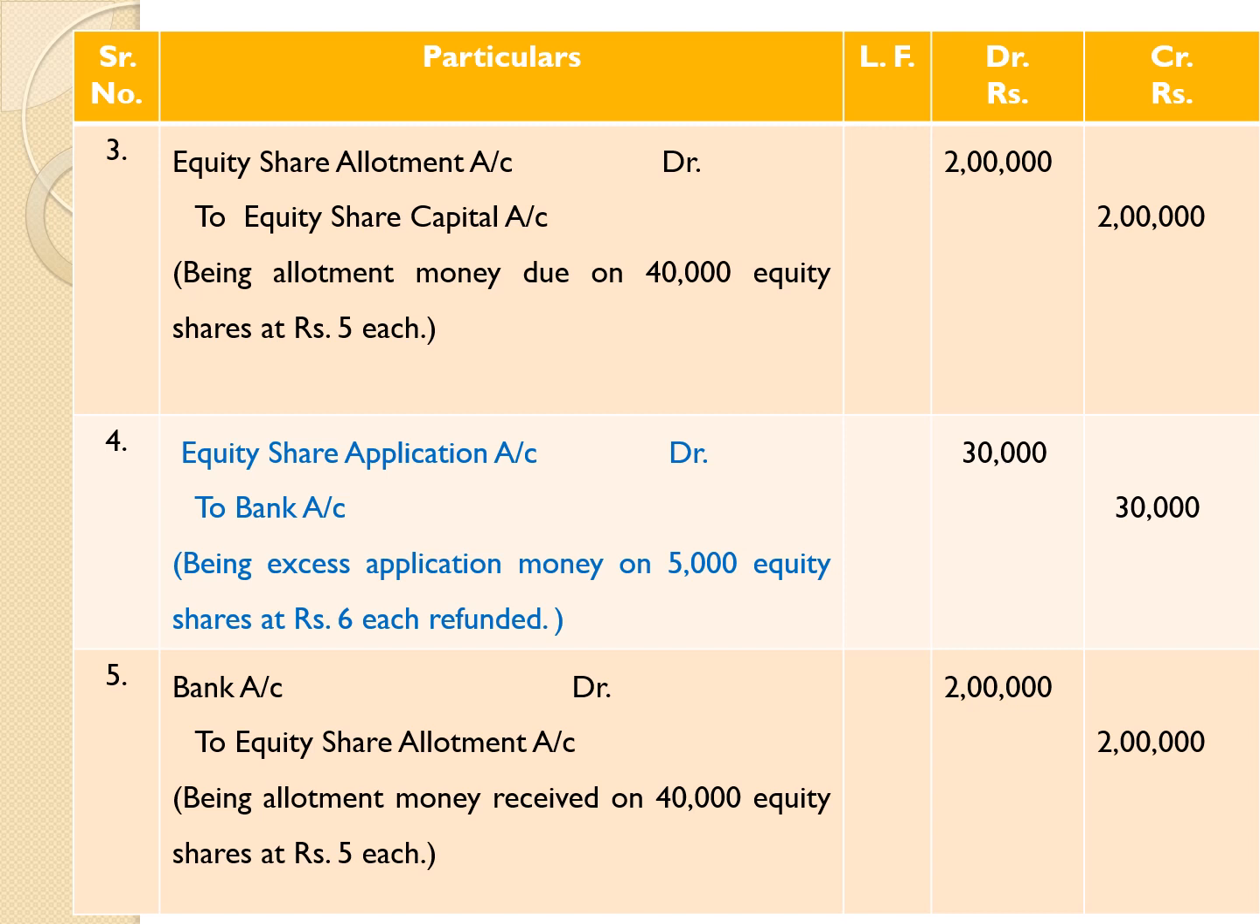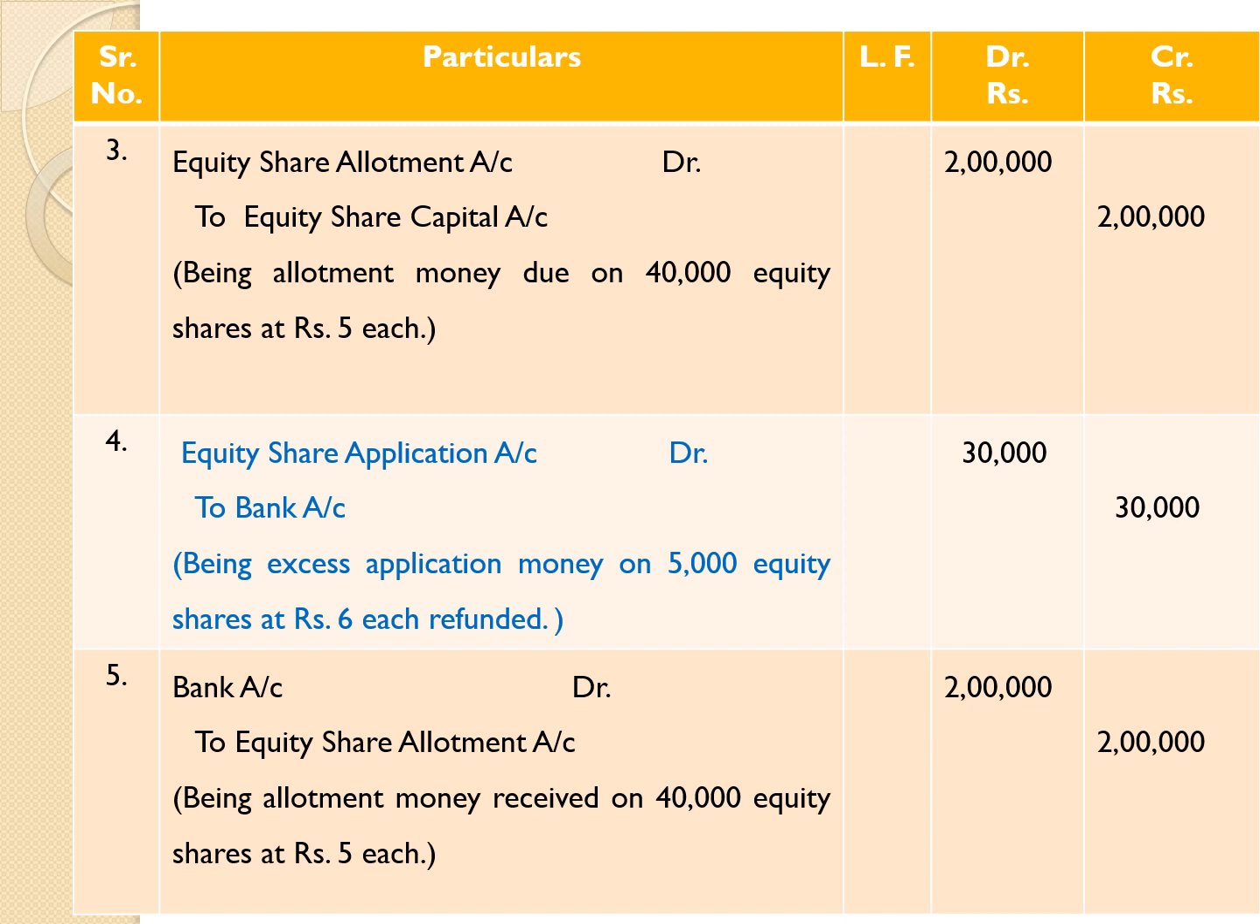But we are going to pass entry here. Therefore, entry equity share application account debit 30,000 to bank account 30,000, being excess application money on 5,000 equity shares at rupees 6 each refunded. This, when we are comparing this entry with entry number 1, it is completely opposite of entry number 1. So entry number 4 is completely opposite of entry number 1.